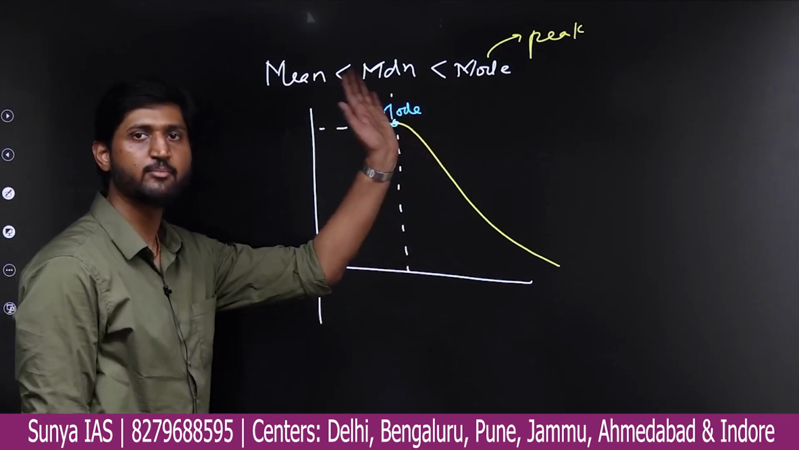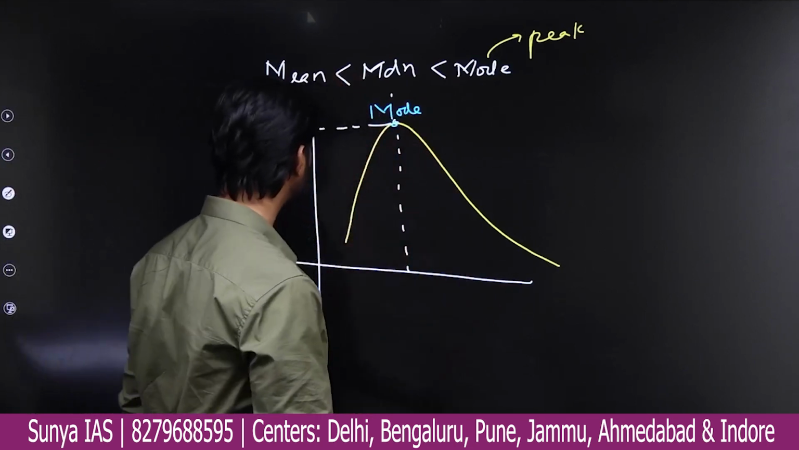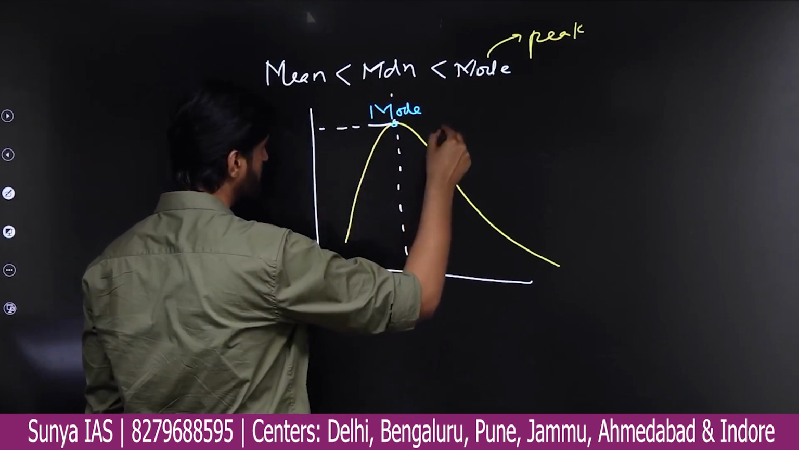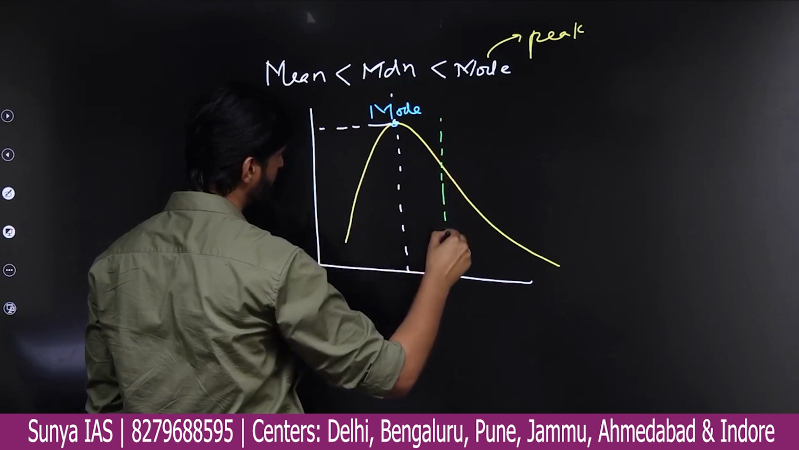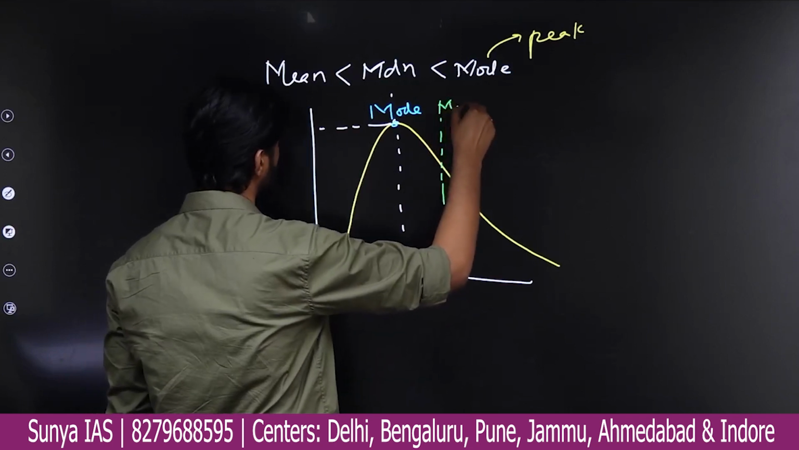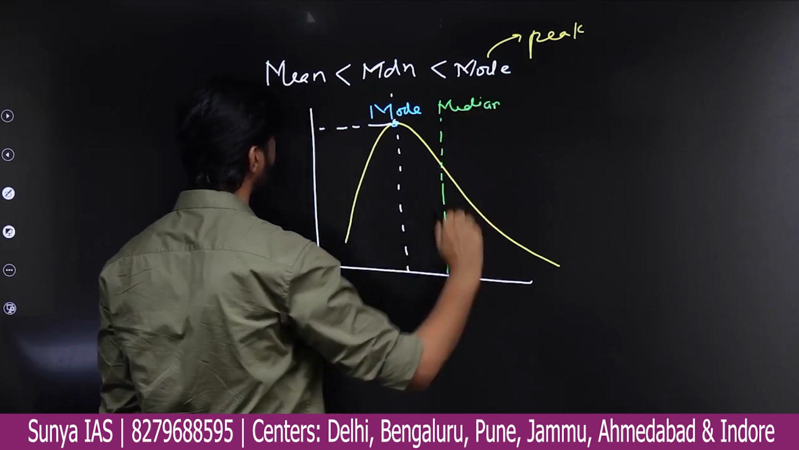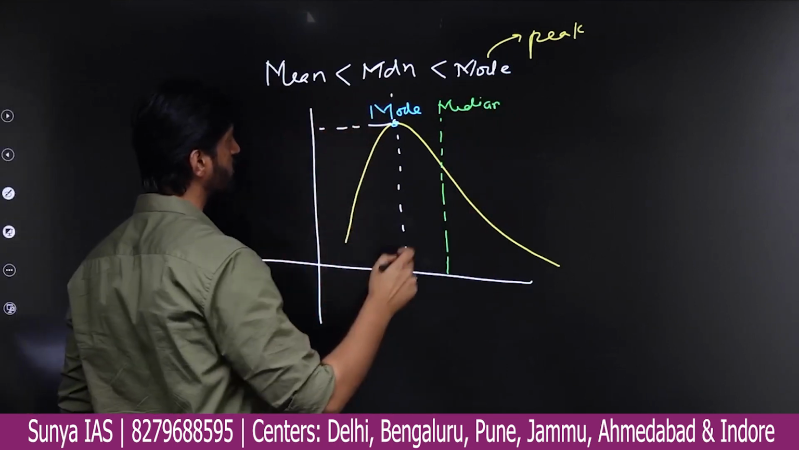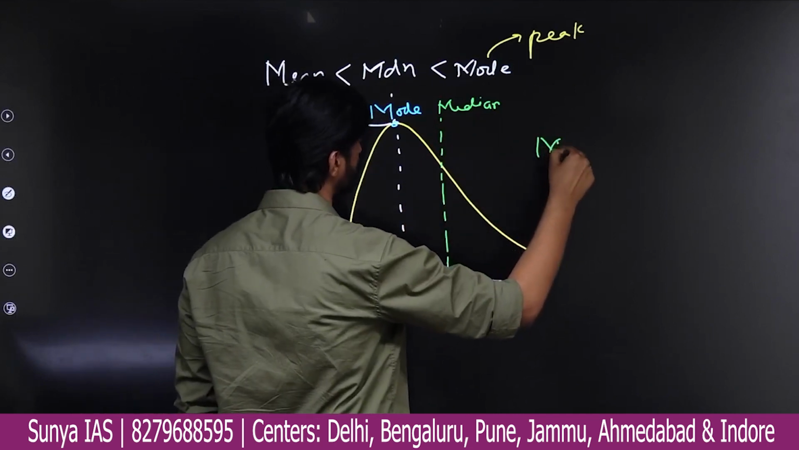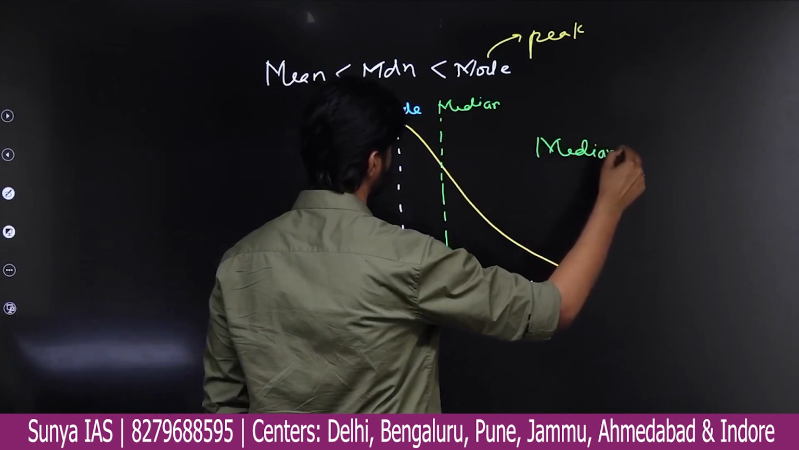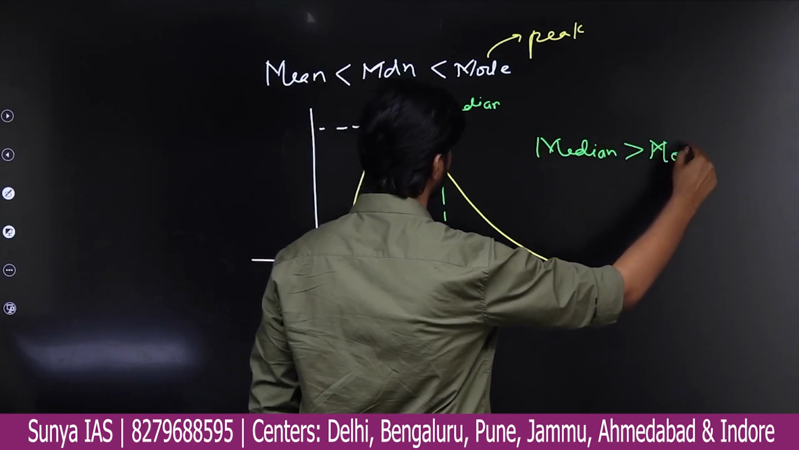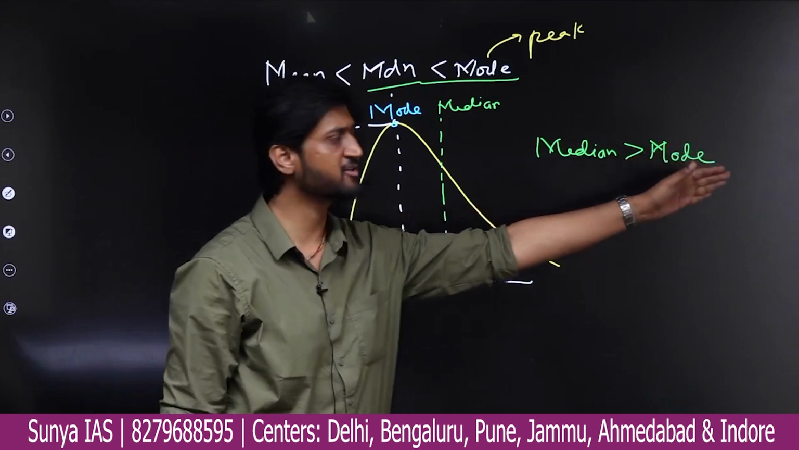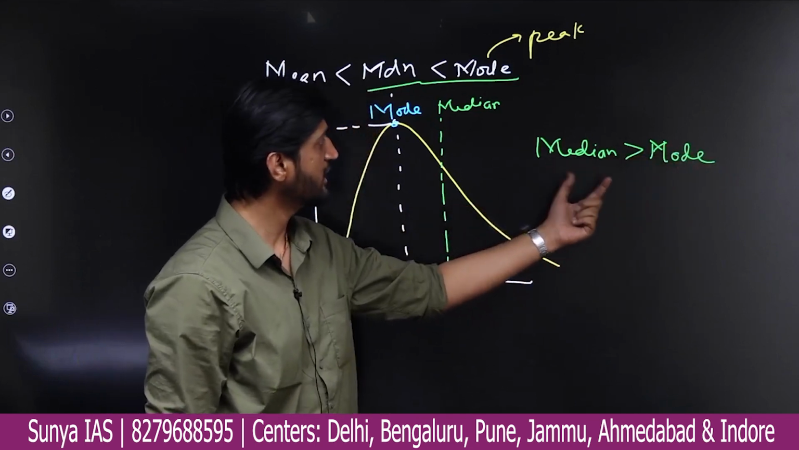What about median? Median is the middle value. So median will be somewhere in the middle. Let's use green color to represent it. And so median will be somewhere here. The question says that median is greater than mode. In this example you can see median is actually greater than mode. We have a different case where median is less than mode. Let us talk about this opposite case first. Here we have median greater than mode.